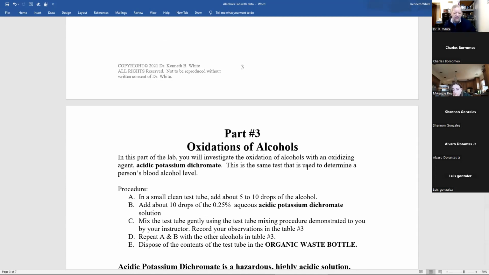Now, the next section will be oxidation with potassium dichromate, and it's acidic to make it go quicker. This is the same type of reaction the police use to determine blood alcohol level. And let's take a look at this reaction.